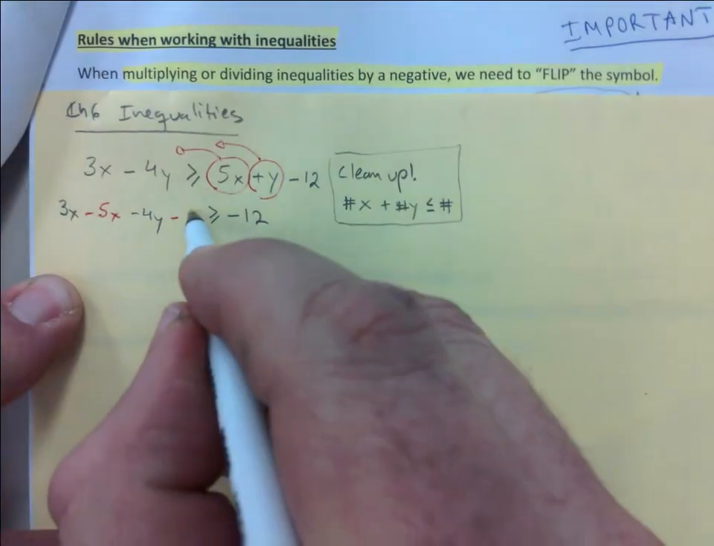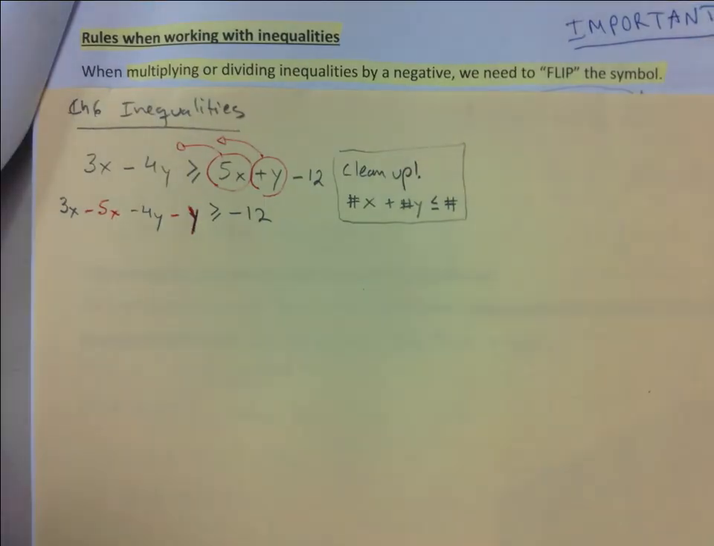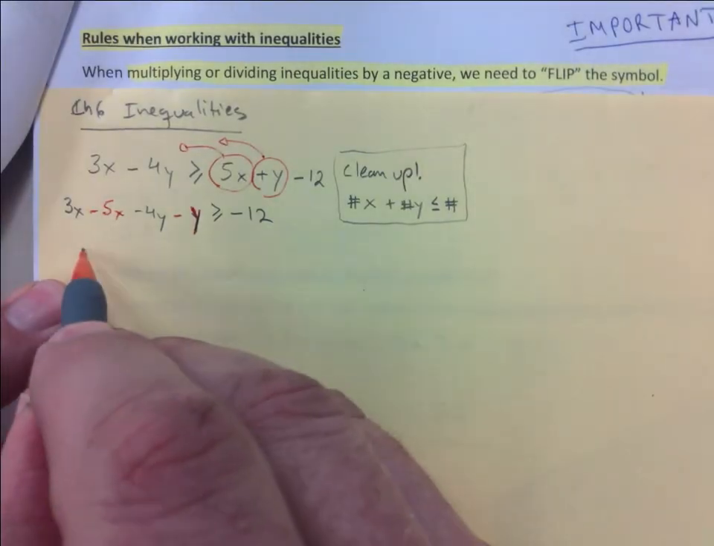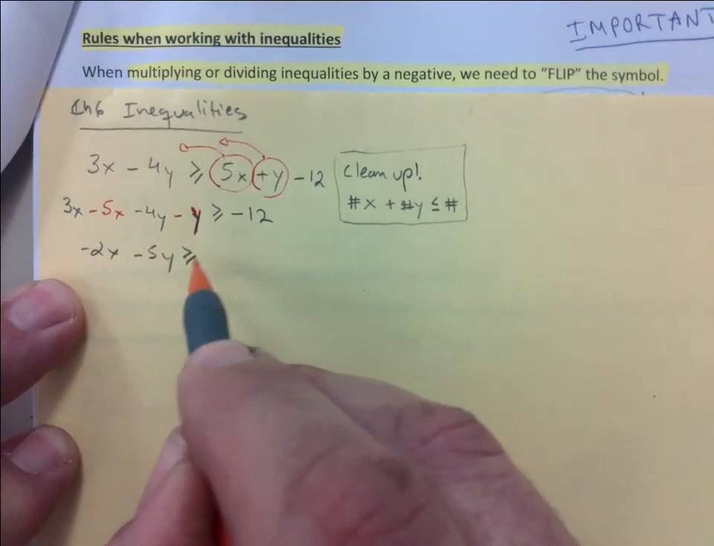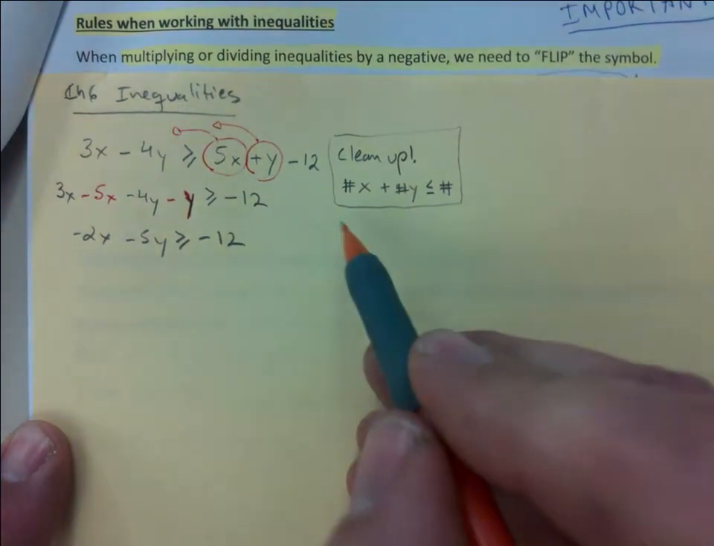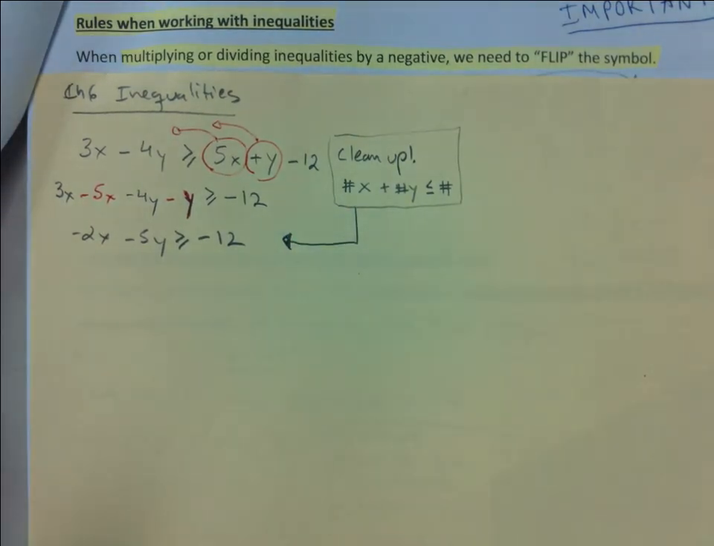Sorry, I should have made the y. It's going crazy. Hold on, let me see if I can, yeah, there we go. And then just combine them, okay? So negative 2x, this would be negative 5y, greater than or equal to negative 12. So this is what you want to try to do if it's not already done. If it's already cleaned up, then you're good to go. Okay?